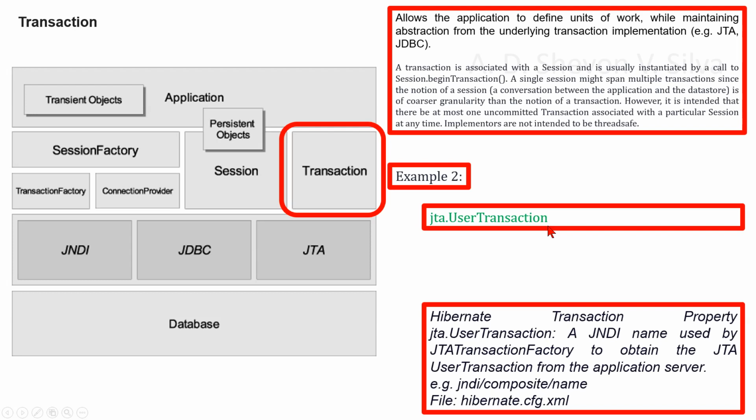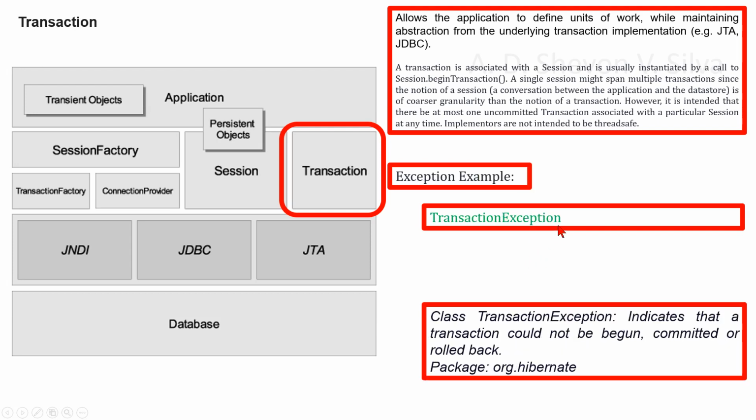/composite/name. As an exception example, we can consider class TransactionException. It indicates that a transaction could not begin, commit, or rollback. This class is in org.hibernate package.